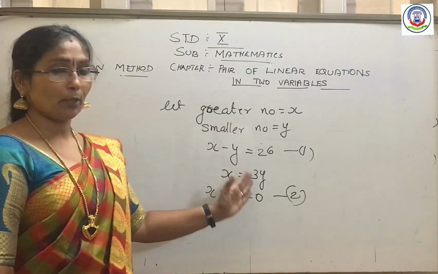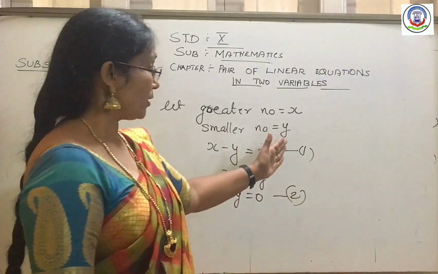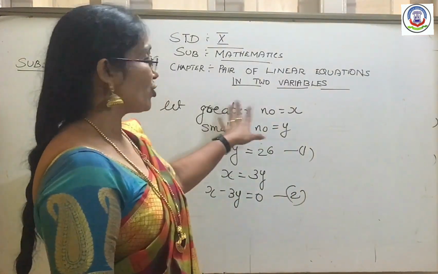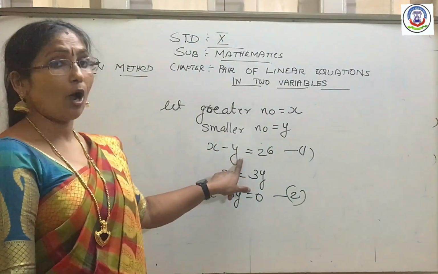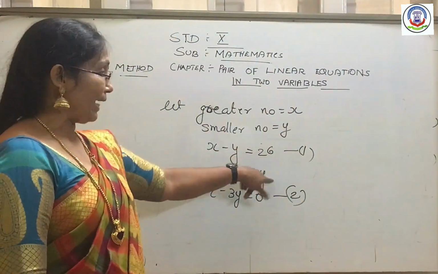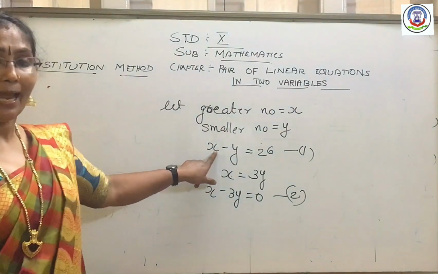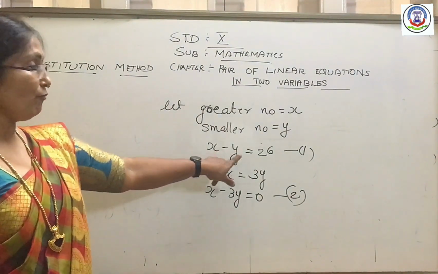You can solve these equations by the substitution method. You can find the solution and check that x and y verify this equation. How to check it? By getting x and y. Suppose I am going to get x as 30 and y as 4.